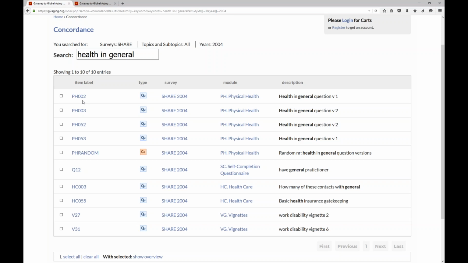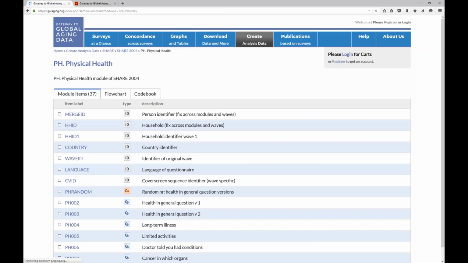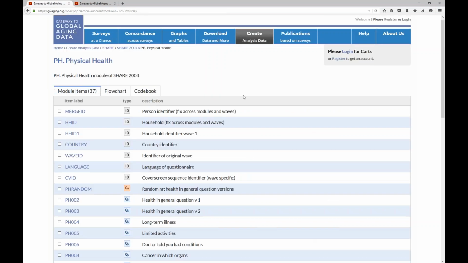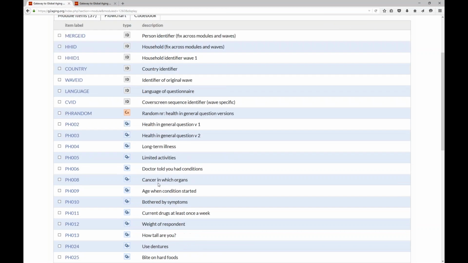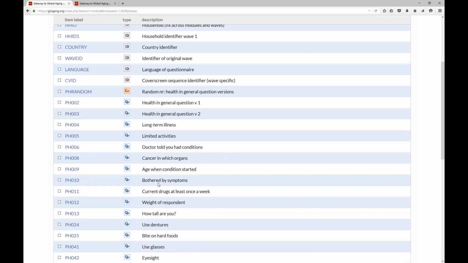So on any of these, we could click directly into the item, or we could click on the module. So it looks like most of these here in SHARE, we've got about 4 different health in general questions. So let's just click into the module for health in general. So here's the module level view, which includes all those questions that we showed you before. And I want to show you 2 other views.